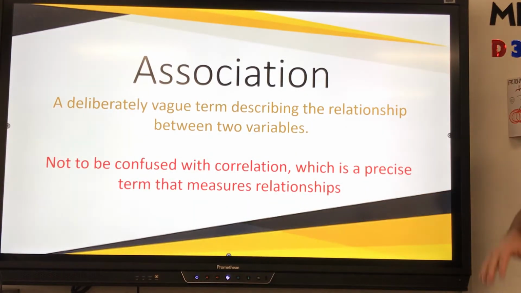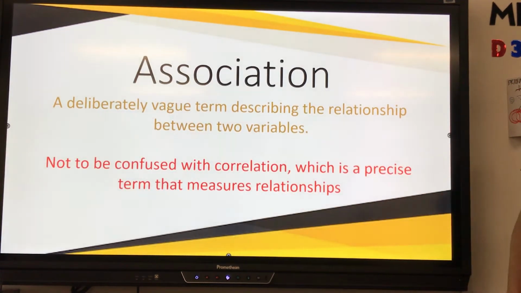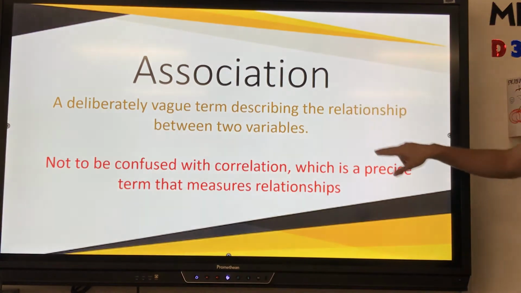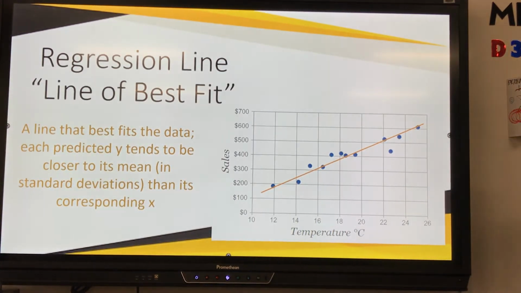So when you're talking, most people accidentally say correlation, but what they really mean is association. Because most people don't exactly have the data with them to prove what they're trying to make a point of.